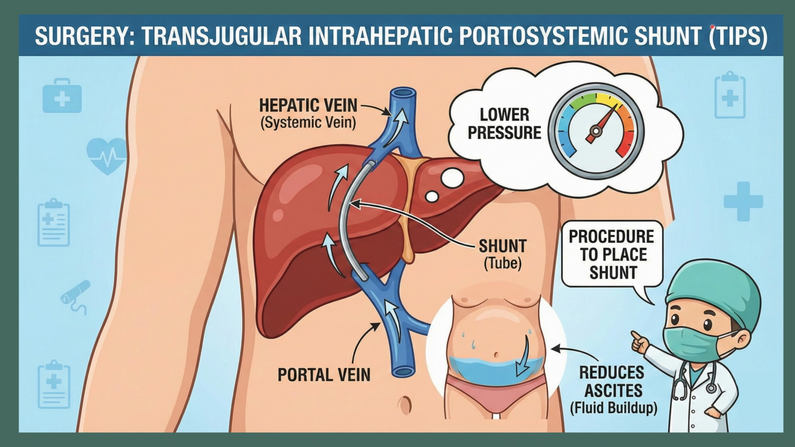This picture is from the key terms video, part 1. So this is the surgery, the transjugular intrahepatic portosystemic shunt, a surgical procedure to place that shunt, the tube between the portal and systemic veins to reduce pressure and fluid buildup, the ascites. So see, when you understand the liver's job as a filter, those big terms start to make a lot of sense, right?